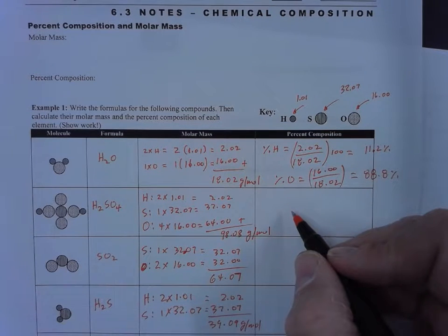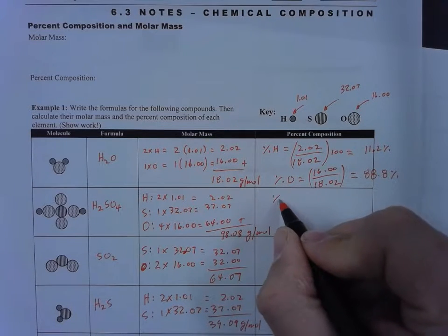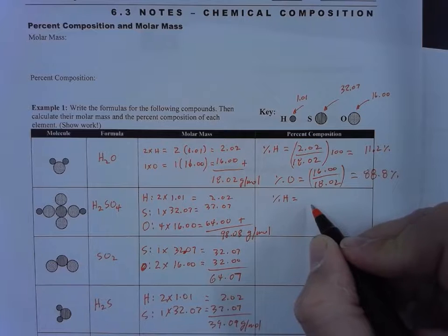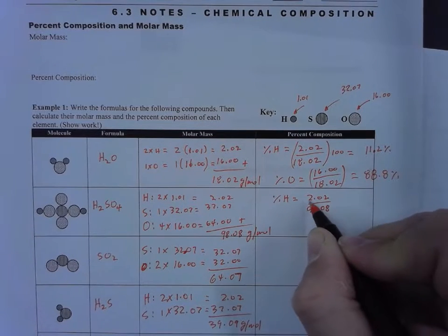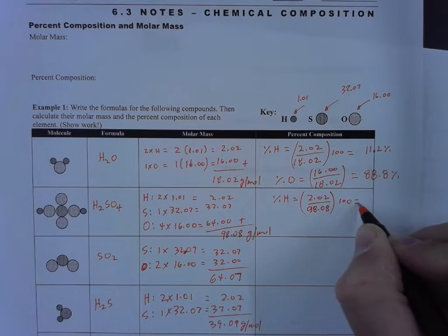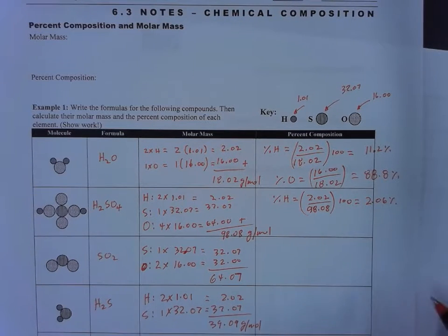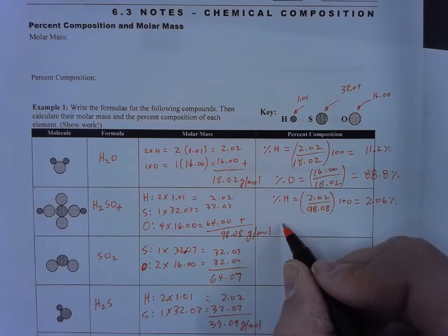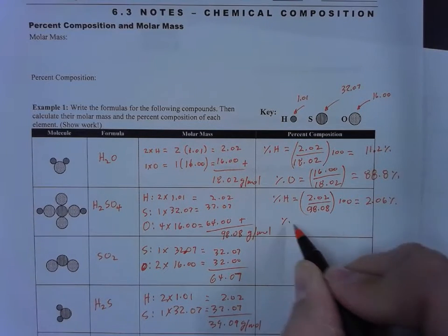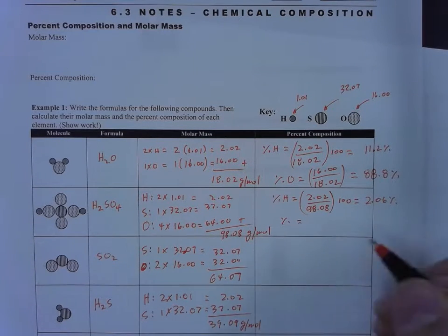Let's do H2SO4. Why not? It'll take a little bit more time, but percent hydrogen, same thing. 2.02 divided by 98.08 times 100. In this case, it's going to be 2.06%. And a neat little trick here, we can do the percent sulfur, and then add that up and subtract from 100 to give us our percent oxygen.